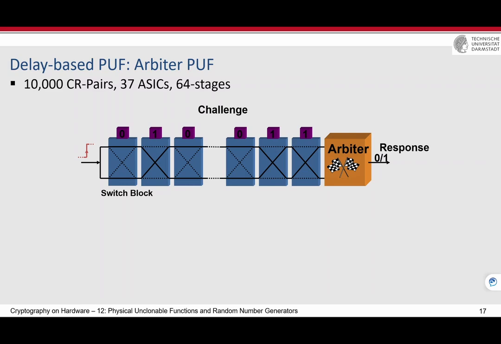The difference between them will not vary from device to device. It means that, for example, the upper one is always larger than the lower part, independent of the process variation. And this makes it so that if you send the same challenge to different devices, you always receive the same response, completely independent of the process variation. It means that the inter-distance will be very low.